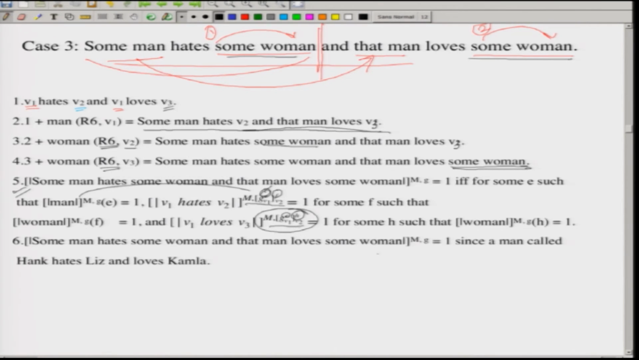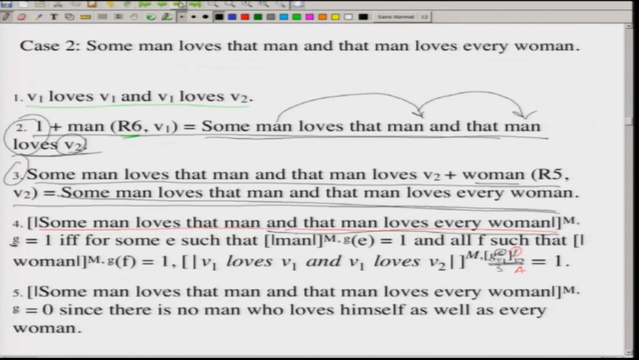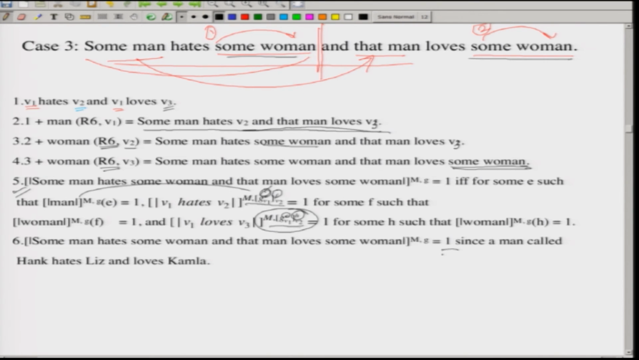But anyways, so now in this case, some man hates some woman and that man loves some woman is 1, since a man called Hank hates Liz and loves Kamla. We get back to the value of loves, and we can see that Hank loves Kamla, but also the same person Hank hates Liz, right. So, there is some woman a man hates, and the same man also loves some other woman. That is why the computation gives us 1 in this case.